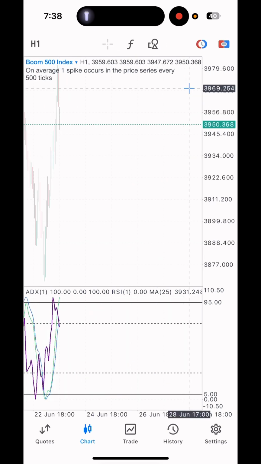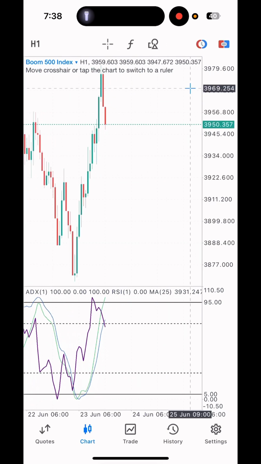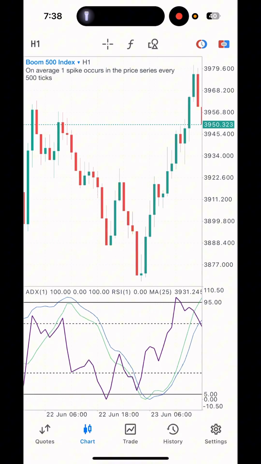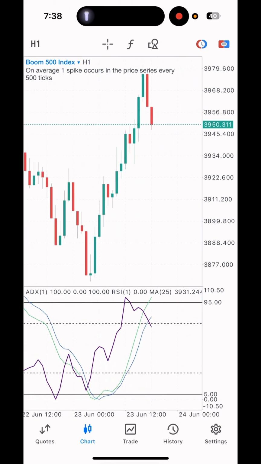How do you confirm this? Let's go to the higher time frame, the 1 hour time frame. Let's zoom in a little bit. Now this strategy does not work. It works on the higher time frame, but you can't be patient enough on the 1 hour time frame. That's why you need to scalp the lower time frame.